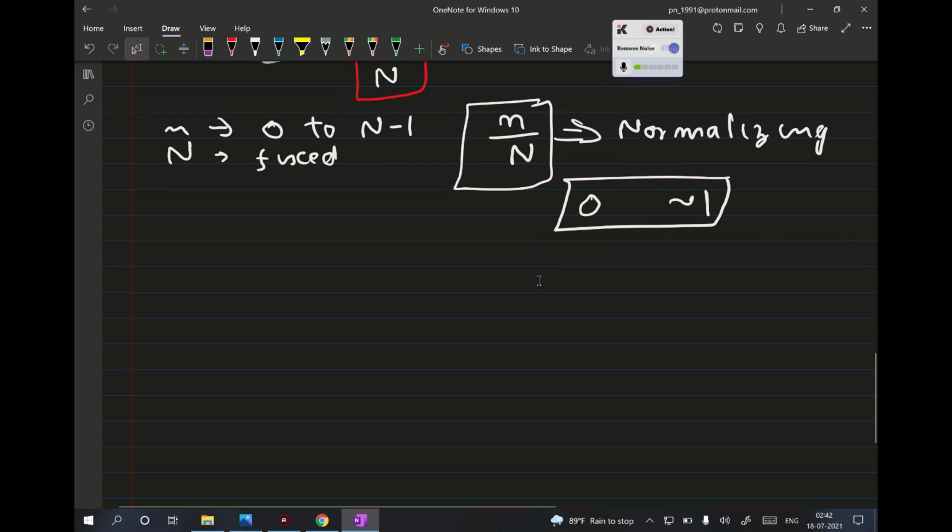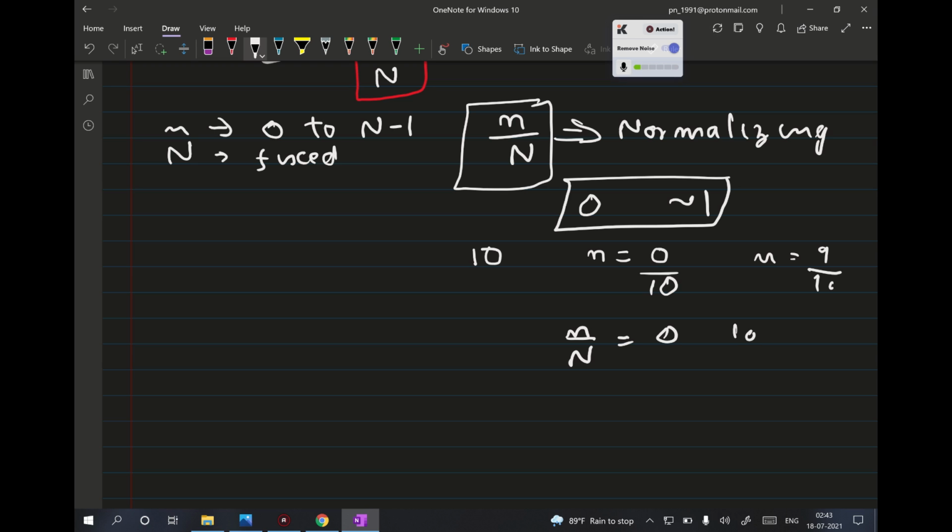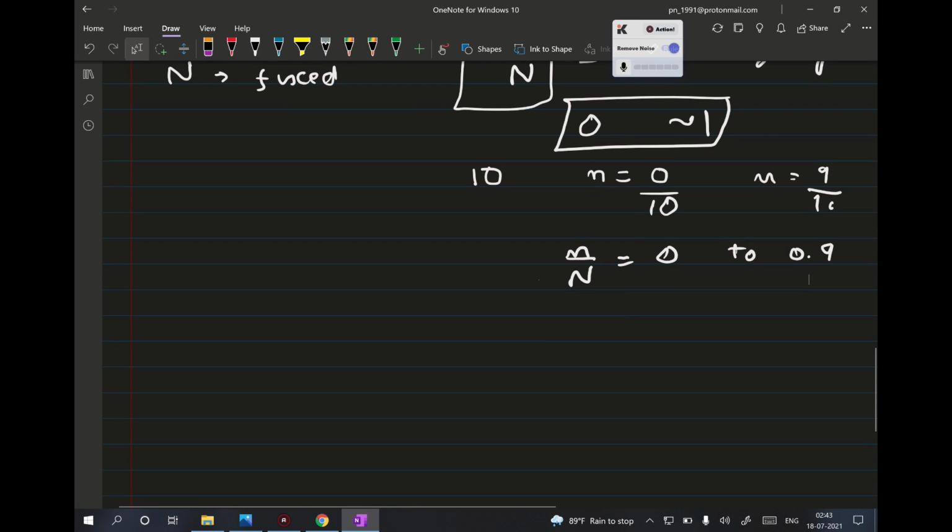For example, if my input data has a size of 10, for n the lowest is 0, max is 9, so n by N goes from 0 to 0.9. It means for a particular problem or for a particular transformation, n by N is fixed, since my capital N is fixed and my iterating variable is fixed. So this normalizing range is also fixed.